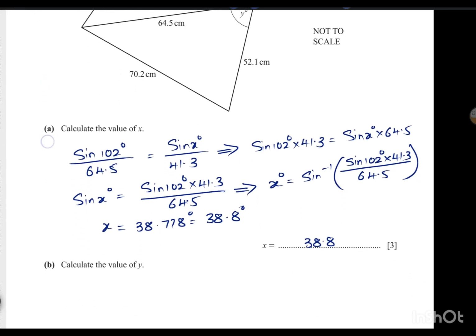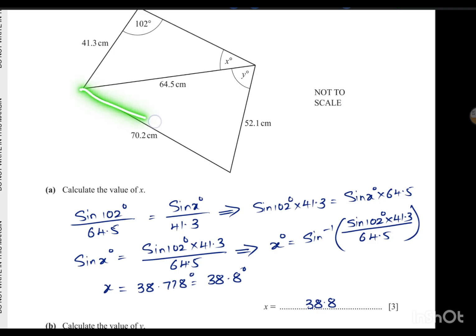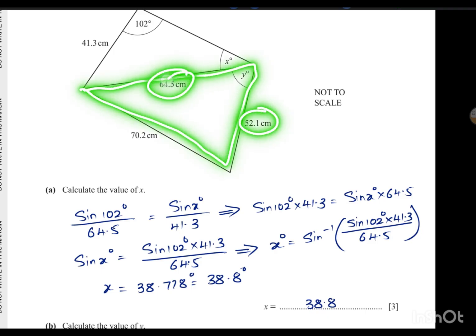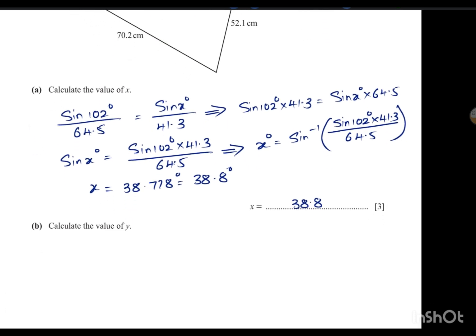Question A is done. Now question B, calculate the value of y. In the same figure, the other triangle has y as the angle, and all three sides are given. So here we need to use the cos rule. In the cos rule, the opposite side of the angle is taken on the left hand side.